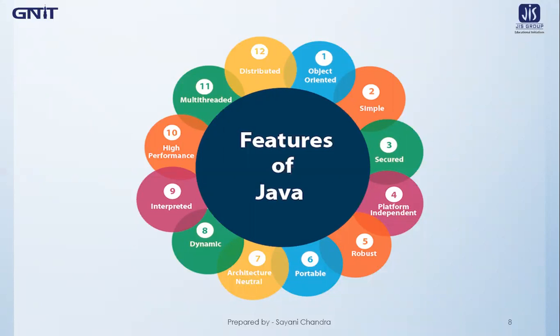The third point is secured. Java is best known for its security. With Java, we can develop virus-free systems. Java is secured because no explicit pointer is used in Java. Java programs run inside a virtual machine sandbox.